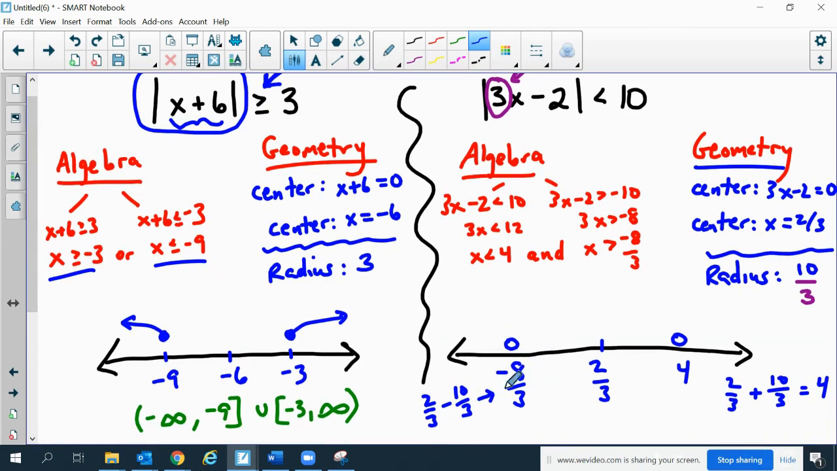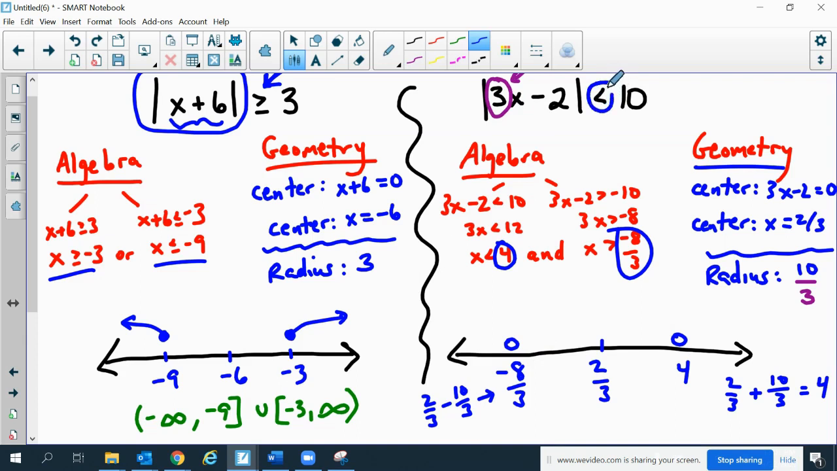So as you can see, I still get both of these answers using geometry. I just have to understand that the radius gets divided by what's on the inside of the absolute value that's getting multiplied by x. So I have from negative 8/3 to 4. And how do I figure out where to go?